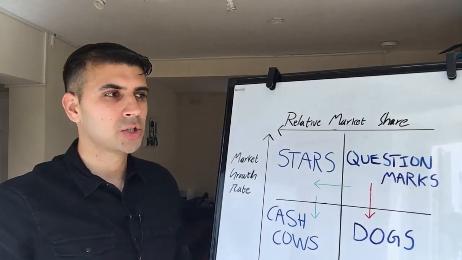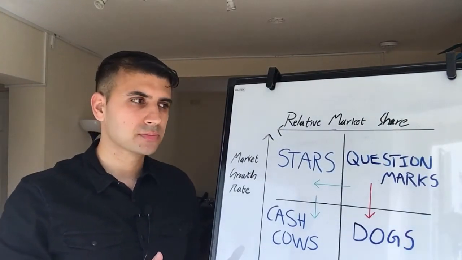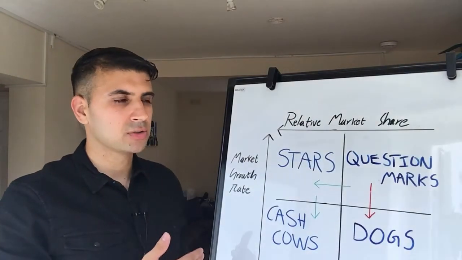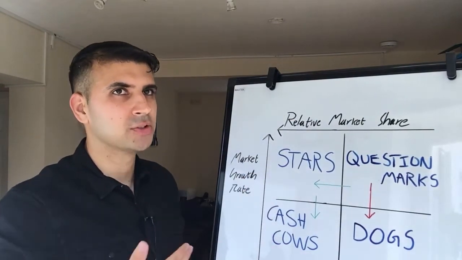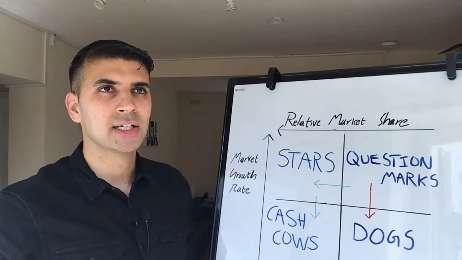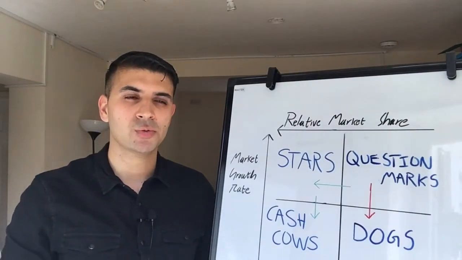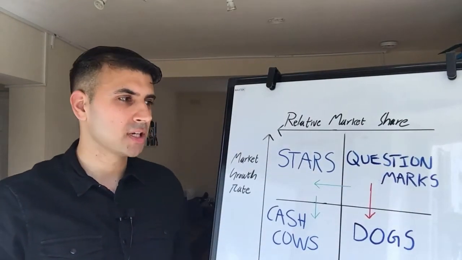Now, using the Coca-Cola company as an example of a product that falls into the star quadrant, for Coca-Cola it would be Kinley. Now, Kinley is a mineral water, and the mineral water industry is still considered a growing segment.